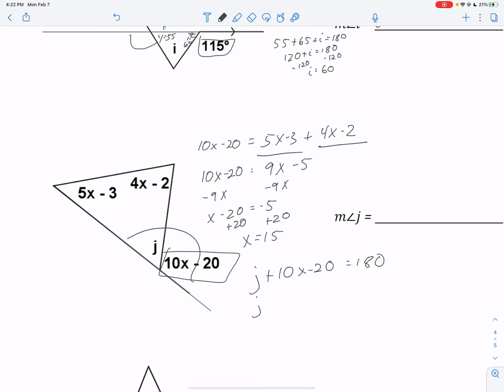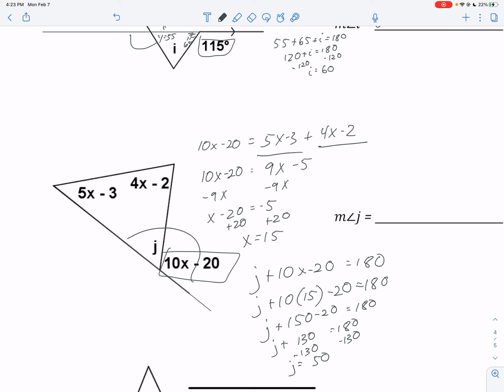And then we can say j plus 10 times 15, because we know what x is. j plus 150 minus 20 equals 180. j, just simplifying as we go, 130. Subtract 130 to get j equals 50. And according to my teacher's handbook, that's what it is.